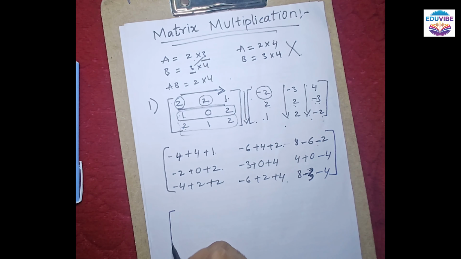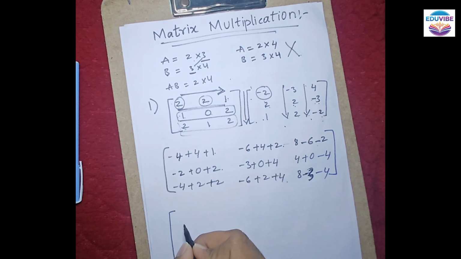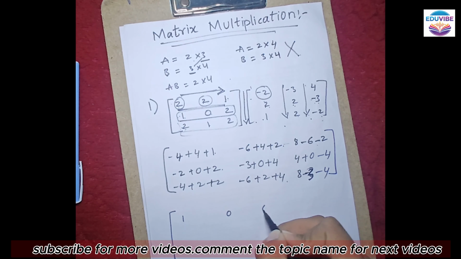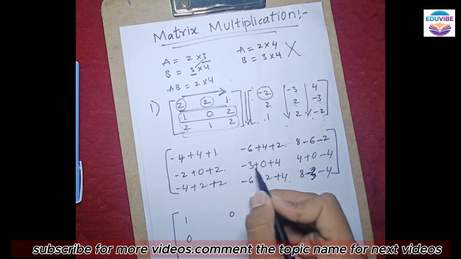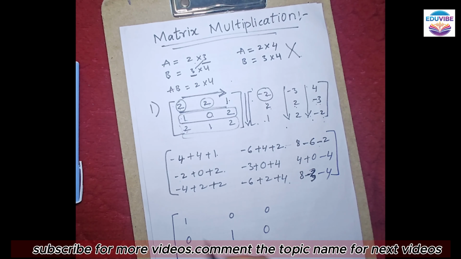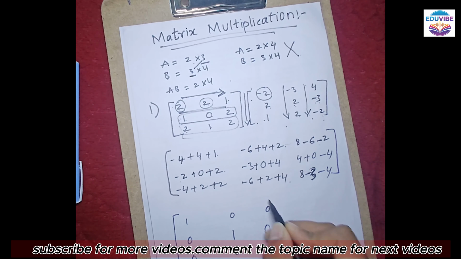After solving this, we get minus 4 plus 4, 0, plus 1, 1. 0, 0, 0, 1, 0, 0, 0, 1.